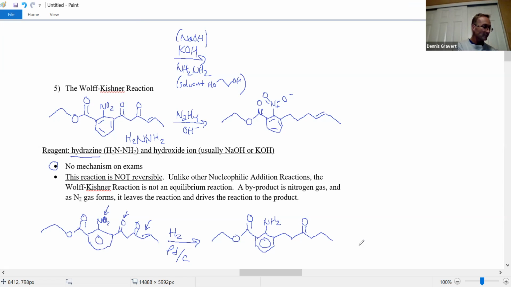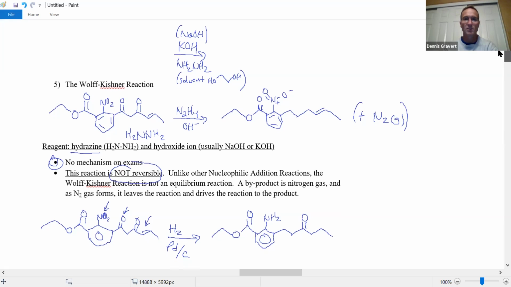There we go. That's Wolff-Kishner for you. Anything else I need to put in here? Not in terms of mechanism. No mechanism, no other reaction. We're not going to reverse this one, and the reason for that is the hydrazine turns into nitrogen gas, and then nitrogen gas bubbles away. Nitrogen is really stable, and so the reaction is not reversible. Cool, we're done with the Wolff-Kishner reaction.